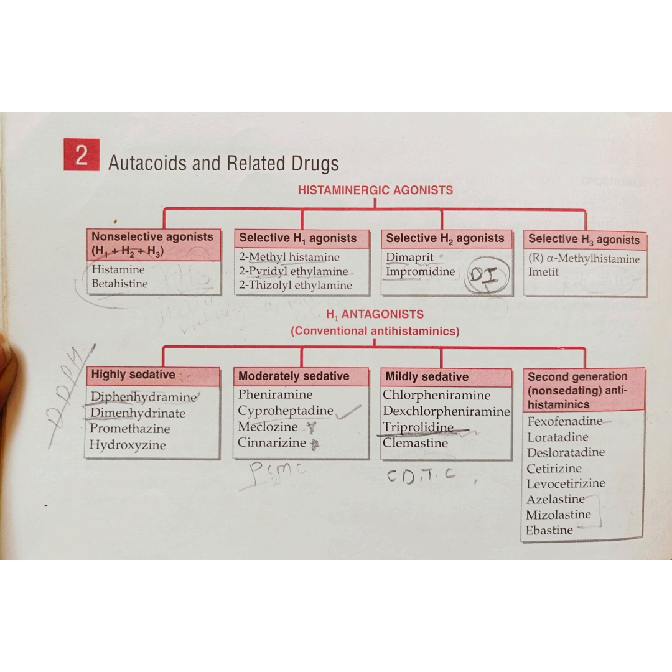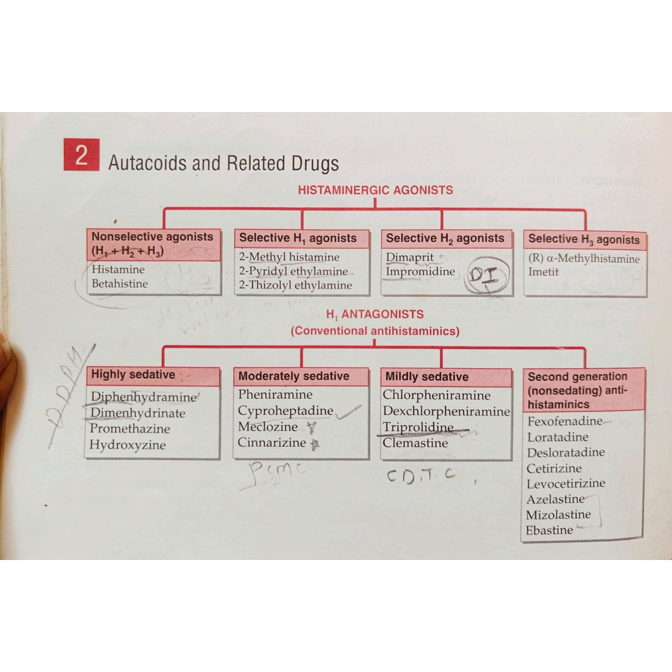The next agonist is the selective H3 agonist that includes methylhistamine. So this is the histaminergic agonist. All these drugs act on the histaminergic receptor and show action like histamine. That's why we call them histaminergic agonists.